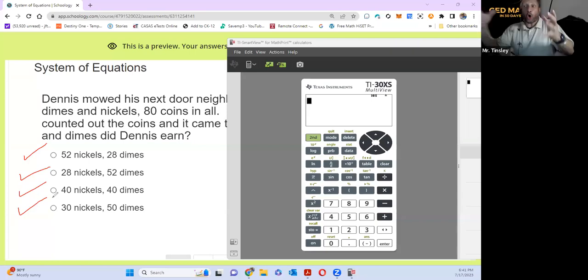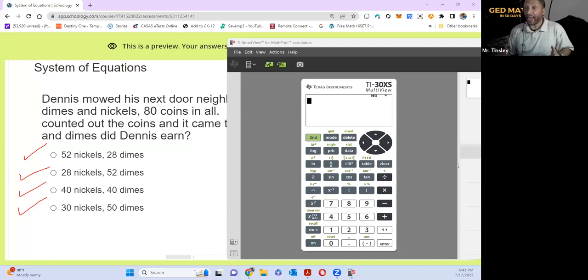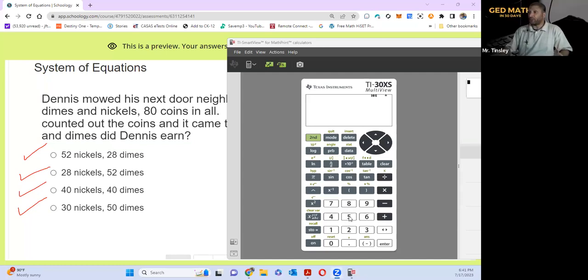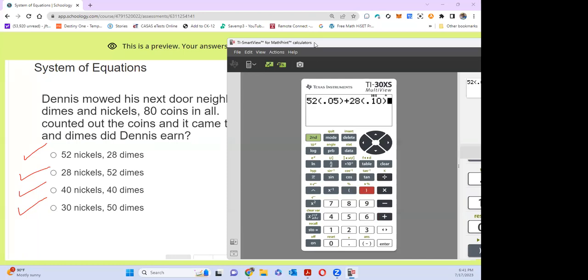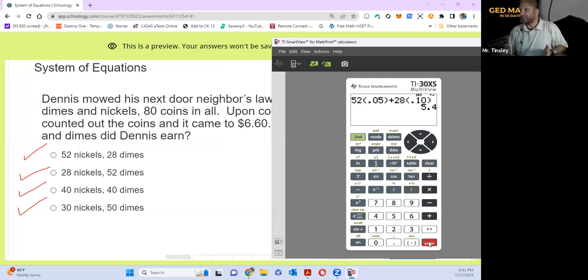So we know all four answers satisfy the first thing, which is 80 coins. But then all we need to do, we know how much a nickel is worth and how much a dime is worth. So I'm going to do 52 times 0.05 plus 28 times 0.10. Now, if this is right, what value should I get? You should get 660. If A is the answer, I should get 660. Did I get 660?